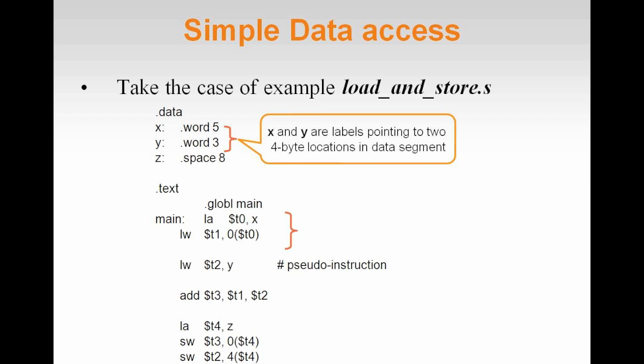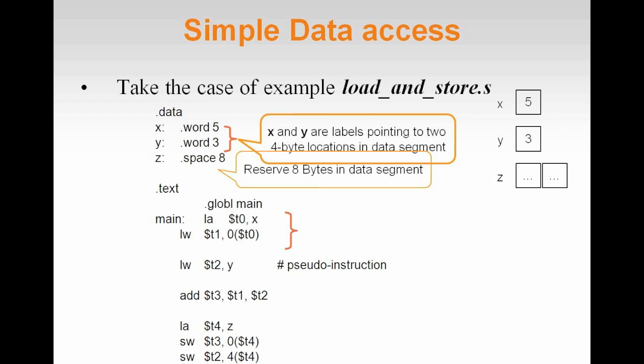So if a block represents a word, then this is how the data layout will look in the memory. Data can be accessed through its location in the memory.